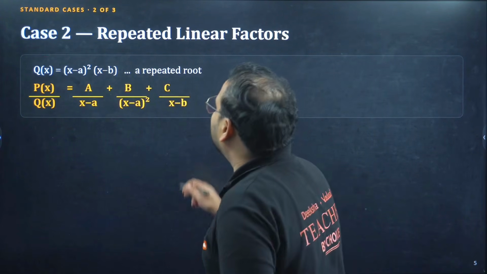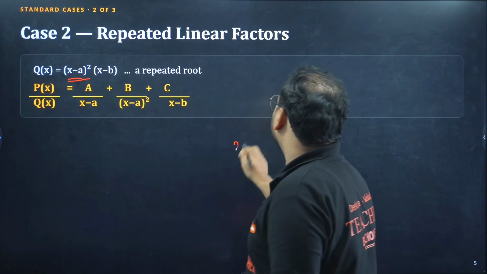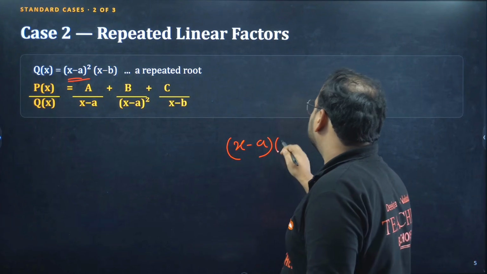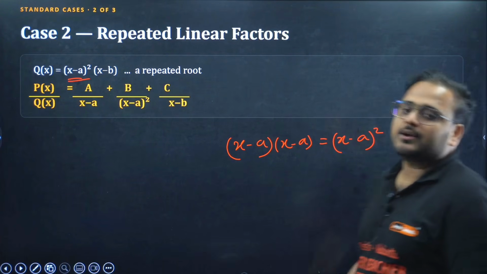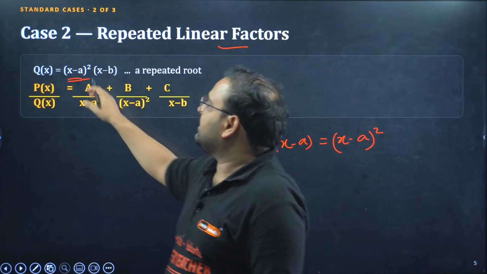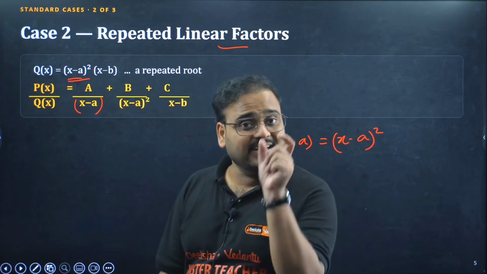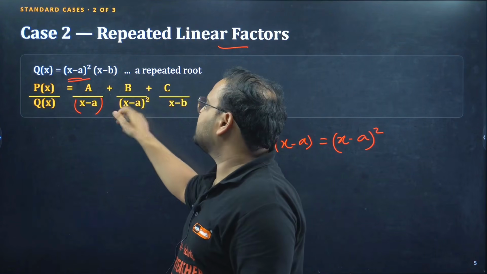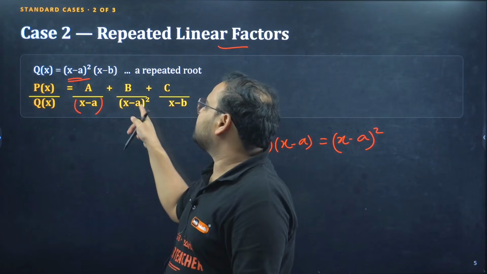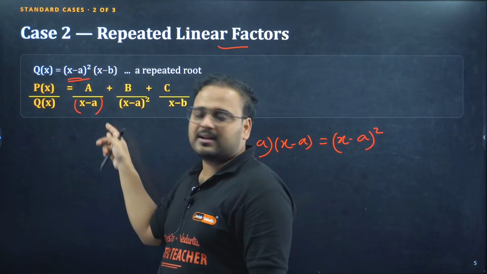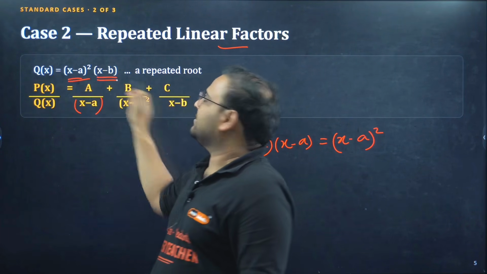Sometimes in the question they might give you repeated factors, meaning they can give you x minus a into x minus a, which is going to be x minus a the whole square. So we'll have repeated linear factors sometimes. In those cases, you'll write x minus a once with a constant A, and next time another constant. For two factors you have to write two different constants, right? But will you write x minus a again? No. If you do that, it'll become the same. So write x minus a the whole square for the repeated factor, and then the other linear factor as it is.